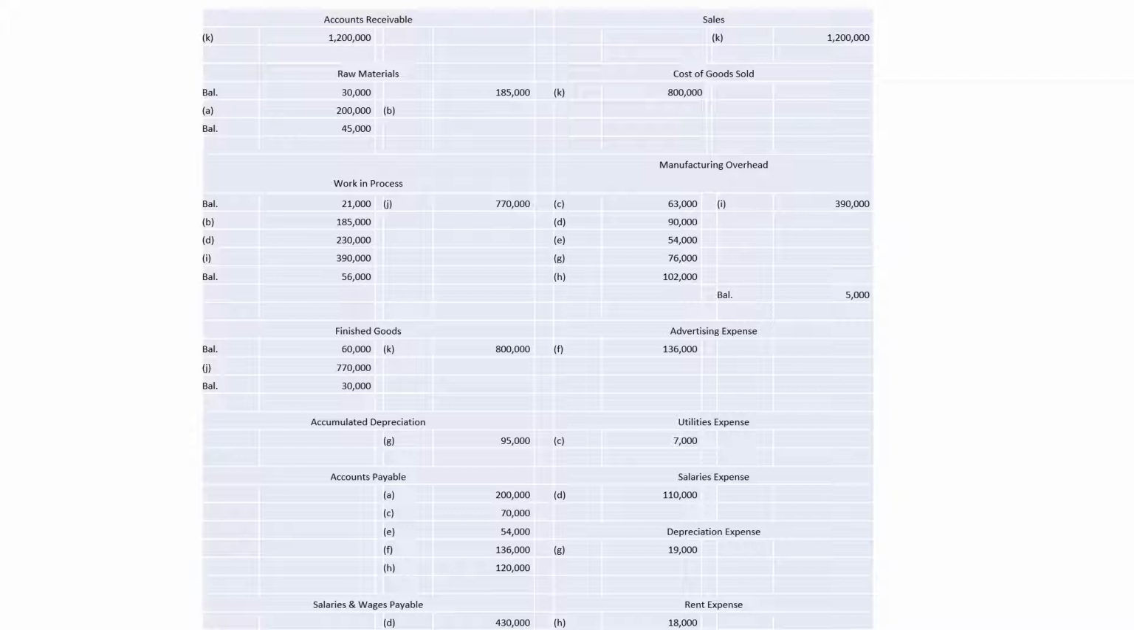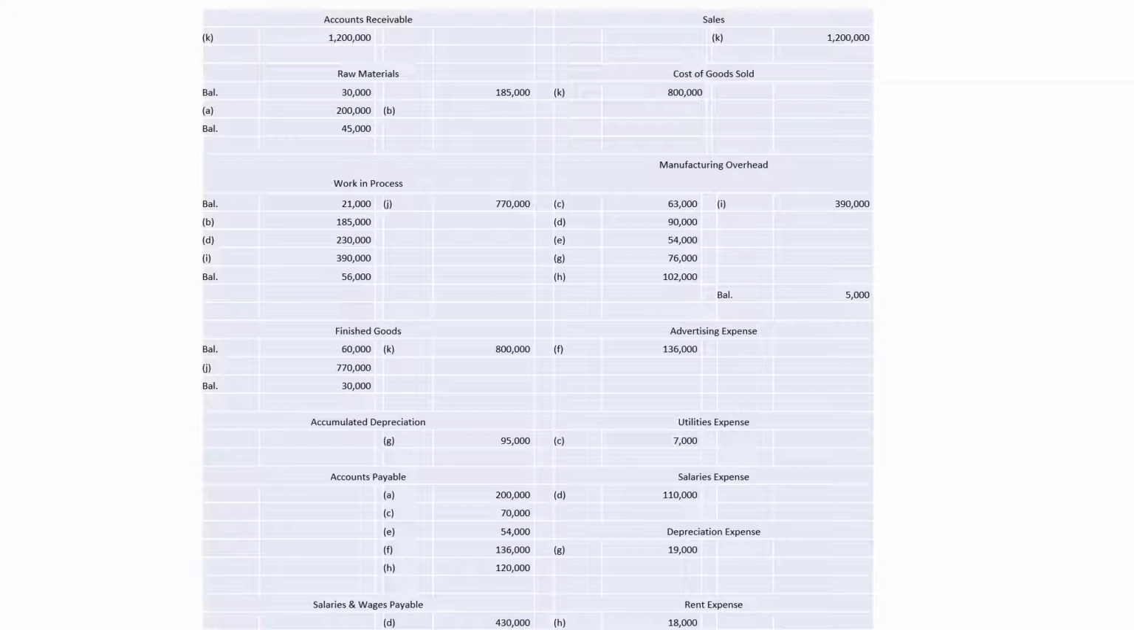Sales are 1.2, cost of goods sold 800, manufacturing overhead. When we add up the debits, subtract the credits, we have a credit balance of 5,000. So it looks like we over applied our manufacturing overhead. We applied more than the actual. And each of the other expense accounts only has one item in it, so that is their balance.